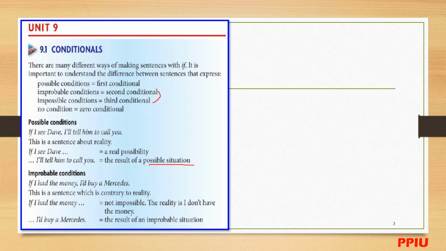So this is something we can say should be divided into two. The if clause here means a real possibility. And I'll tell him to call you back, or to call you, is the result of a possible situation. Alright? If he calls, that is the result. Okay, I better stop here and speak in Khmer a little bit to explain the possible condition. Possible condition, number one, means the first conditional, right?